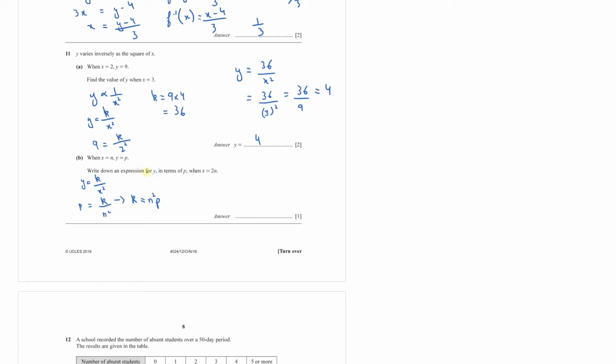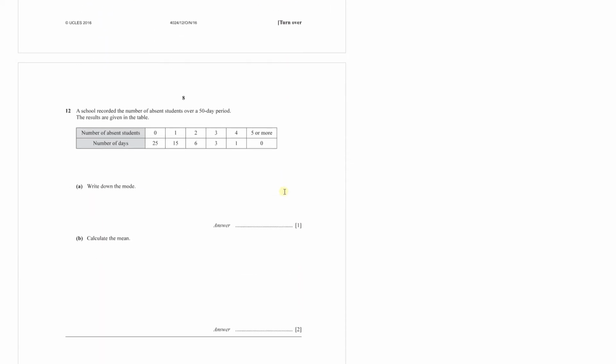Now you have to find y when x is 2n. So y equals k over x squared. Replace the values. k is n squared p, and x is 2n, which is 2n squared. So this becomes n squared p over 4n squared. The n squared cancel out. You get p by 4. So this is p over 4.